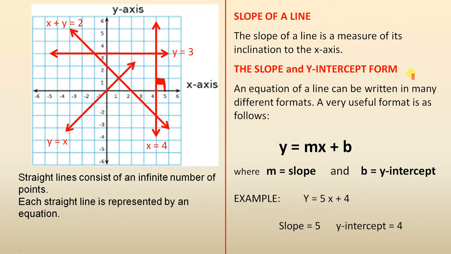The slope and y-intercept form. An equation of a line can be written in many different formats. A very useful format is as follows. y equals mx plus b, where m is the slope and b is the y-intercept. But the equation must be written in that form. Here's an example. y equals 5x plus 4, so the slope is 5 and the y-intercept is 4. So basically the line hits the y-axis at the point 0, 4.